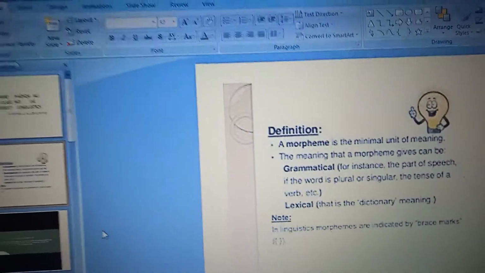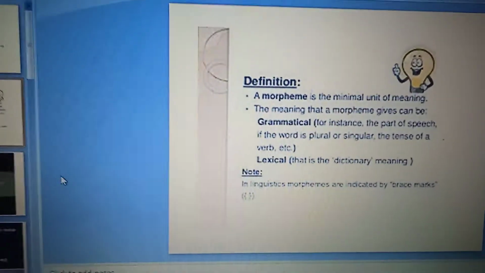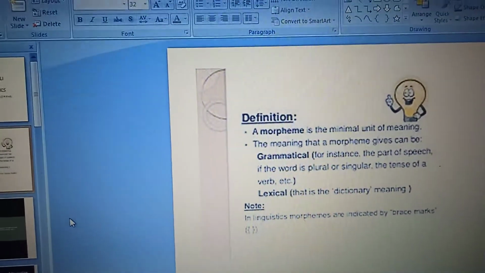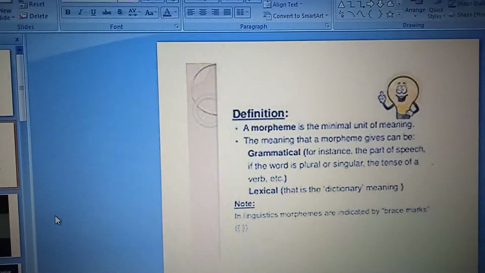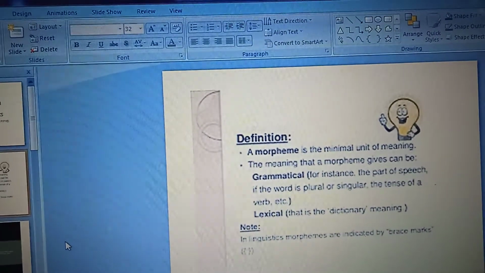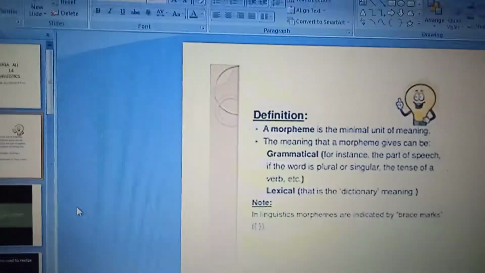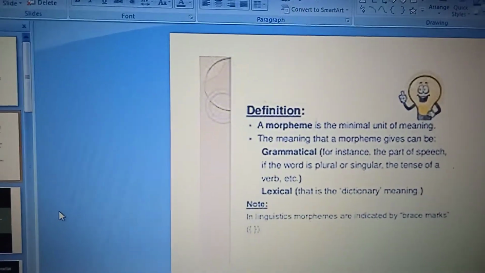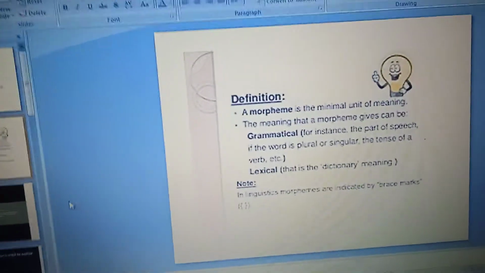And grammatically, when you talk about boys, there is s with boy. So this is another morpheme. Boy itself gives us a lexical or dictionary meaning, while the s which boys contains gives us grammatical meaning. It gives us the meaning that there is more than one boy. It is telling us about the plural, so it gives us grammatical meaning.